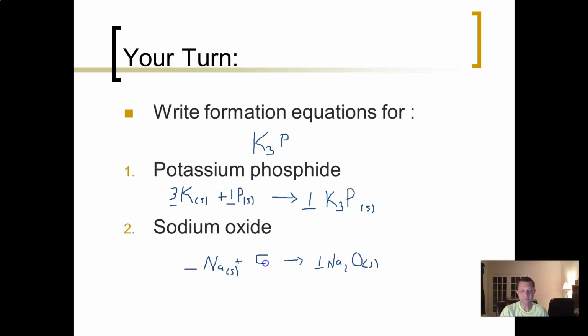So we're going to have sodium plus oxygen. It's O2. It's a diatomic gas. Okay. Let's balance it. We need 2 sodiums. We need 1. Oh no, it's a lie. It's 2. No, it's 1. I can't read my writing. You need 1 oxygen, so you need to put a half here. Okay. 2 Na plus 1/2 O2 yields Na2O. Done.